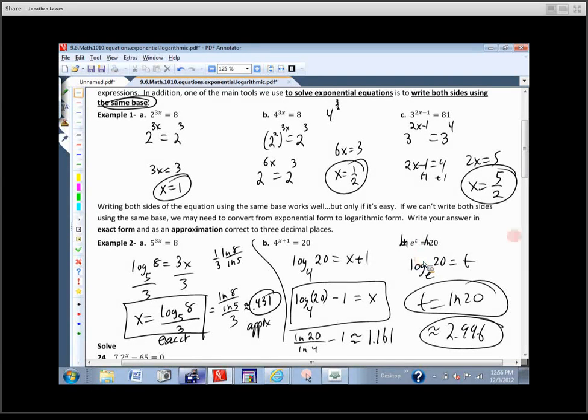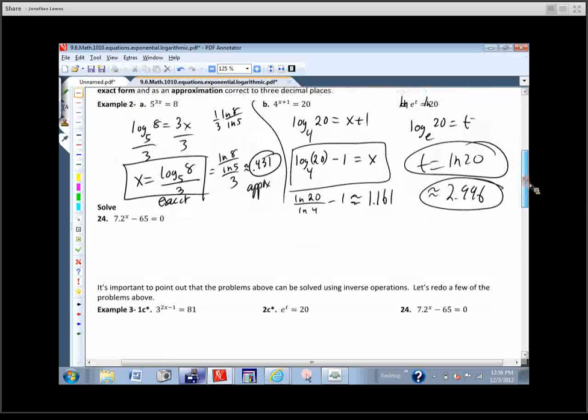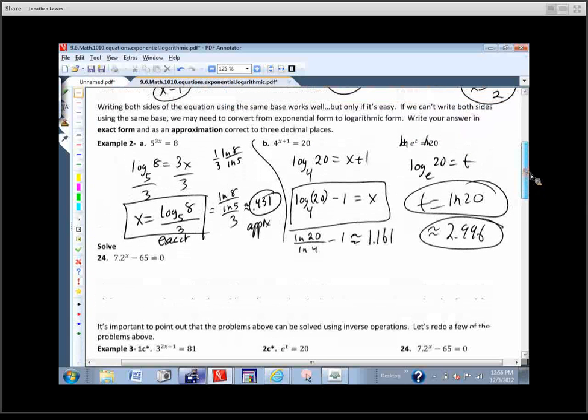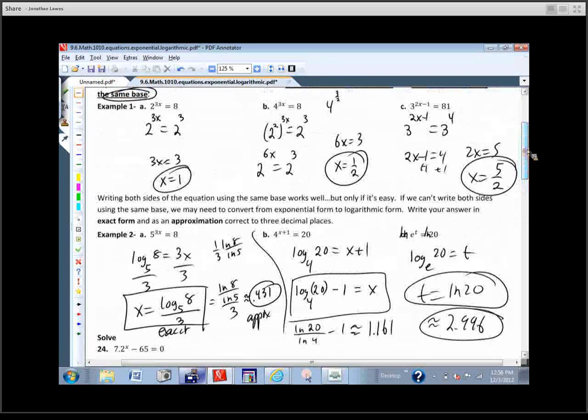Quick question. How would we be able to do the log base e of 20 on the calculator if we didn't do the natural log? If we were just going to plug in the log base e of 20 equals t, how would we do the reverse thing? Like log 20 over log b.